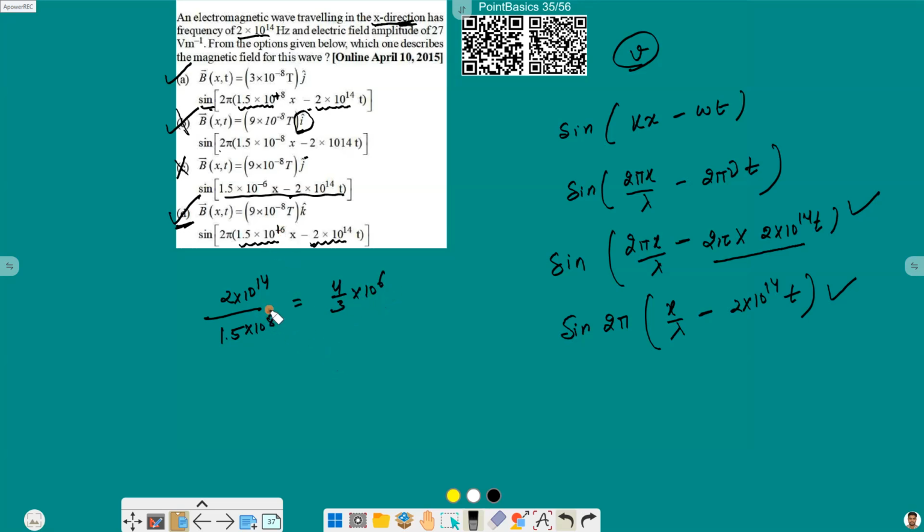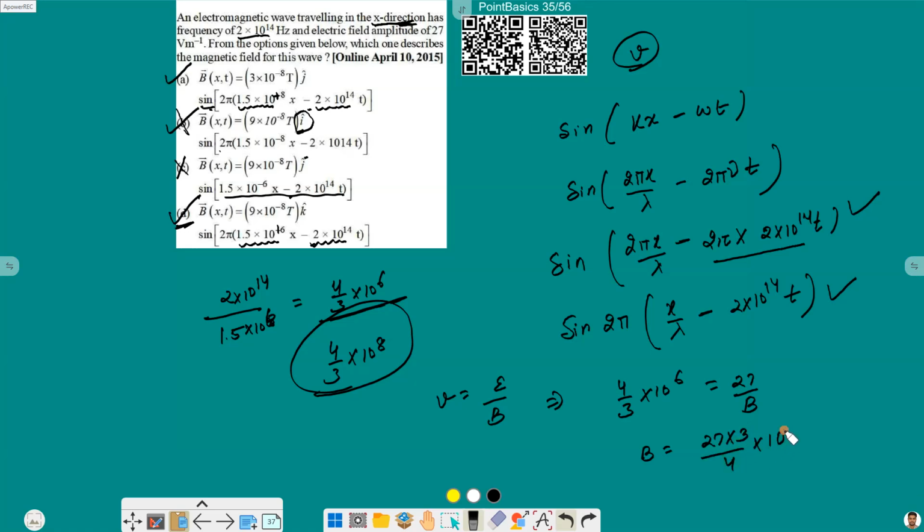And in the second case, here we have 6, so that will be 4 by 3 into 10 raised to power 8. And we know the speed of light, and from that we can calculate the magnitude. So let us check for the magnitude. We know that v is equal to E by B. Now assuming the first one is correct, we get 4 by 3 into 10 raised to power 6 equal to 27 by B. From this, B comes out to be 27 into 3 by 4 into 10 raised to power minus 6, and this will give us approximately 8, so 24 into 10 raised to power minus 6. That does not match well.